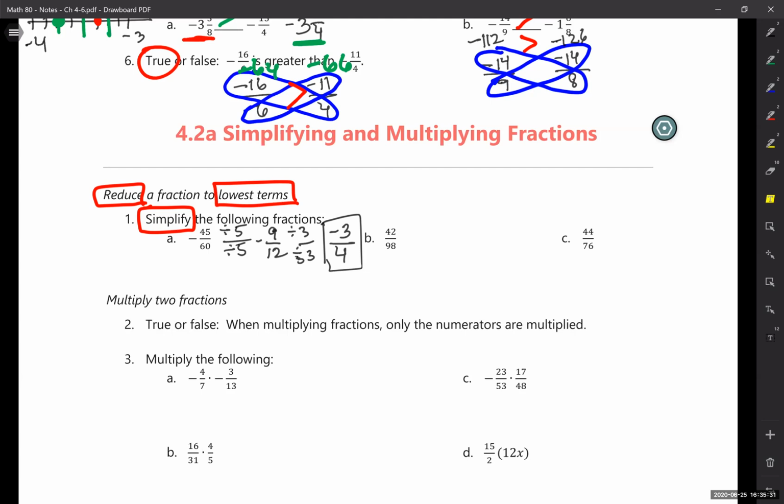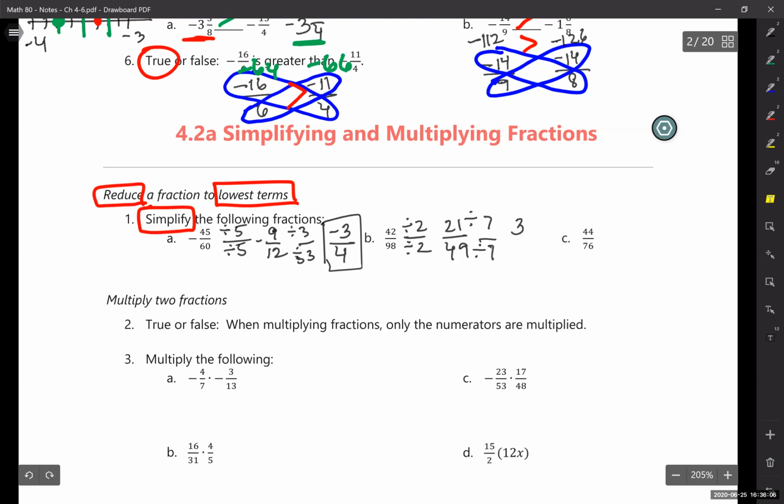So for part B, we have 42 over 98. And what I can say for certain is that they're both even. So I will divide by 2. And I get 21 over 49. This one's positive, so I don't need to worry about that negative sign. And now that I see 21 and 49, the numbers are a little smaller, a little more manageable. And so I can see that 7 goes into both of these numbers. So I'm going to divide by 7.